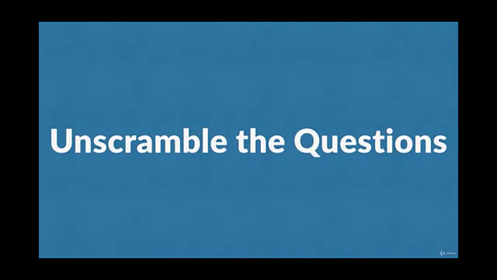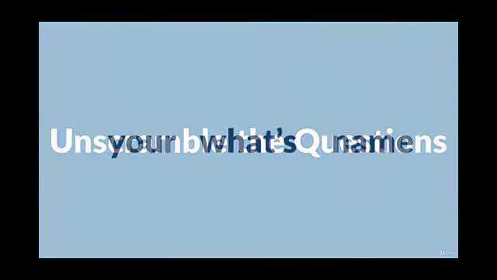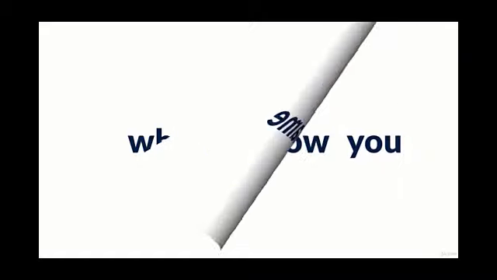So we're going to do two exercises. The first one is called Unscramble the Questions. I'm going to show you some questions, but they're jumbled up. The words are mixed up. Some of these are quite easy, actually. The first question is: your what's name. So the word order is completely messed up here. What should the question actually be? It should be, what's your name? So we're going to unscramble these questions in this exercise. So that's a nice simple one to start off with.